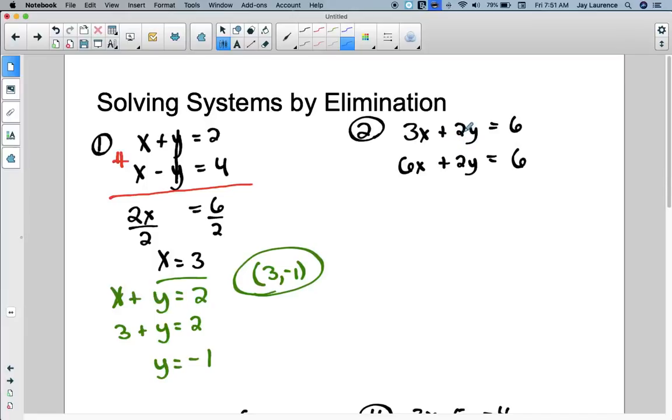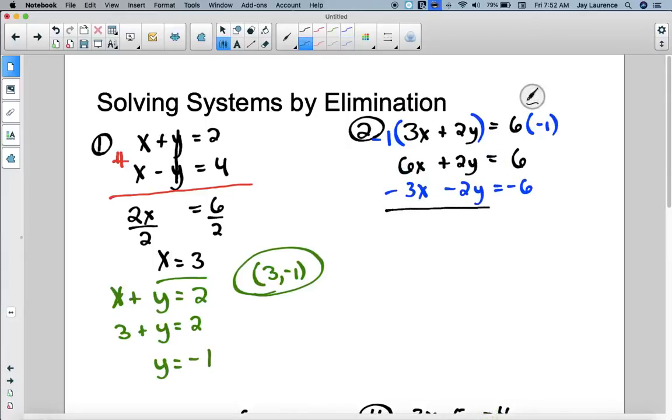You know, additive inverses like 5 and -5, when you add them together, they cancel out to 0. So what I'm going to do is multiply one of the equations through all the way by -1. And when I do that, I'm going to have this 6x plus 2y equals 6, but the top equation is going to look like this: -3x minus 2y equals -6. And now I can add these two equations together.